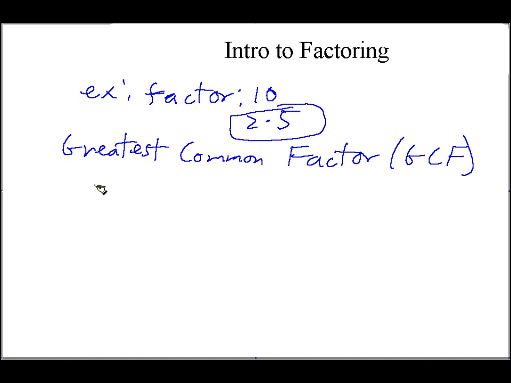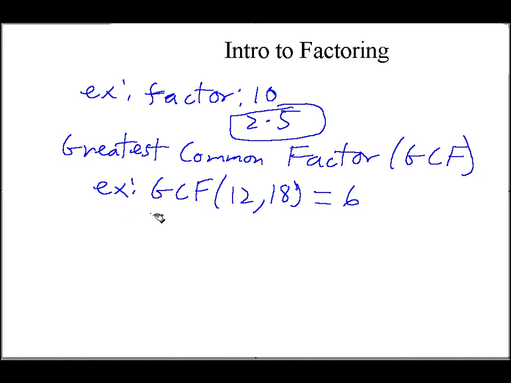For example, let's find the GCF of, say, 12 and 18. Now, what does that mean? That means I want you to find the highest number that will evenly divide 12 and 18. Evenly divide means that when you divide by that factor, there's not going to be any remainder. So what is the highest number that will evenly divide 12 and 18? Well, if you think about the times table a little bit, you're going to see the answer is going to be 6.